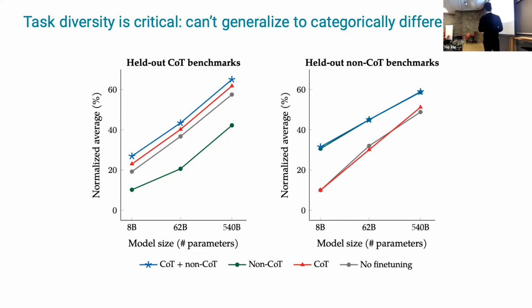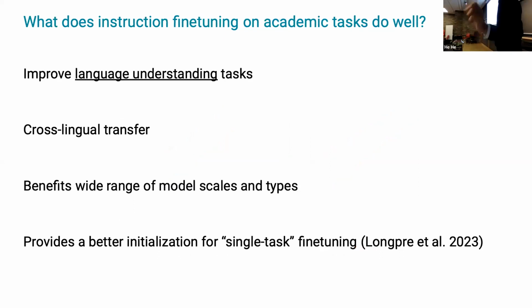What about the non-reasoning performance? This is performance on the non-reasoning benchmark. And if we just fine-tune on reasoning data, then the performance is almost the same or even worse than the no fine-tuning pre-trained model. And if we train on both, actually it's the best solution, even for non-reasoning. So this shows that if the model hasn't seen a very different task type, then it cannot generalize. And just having a little bit of that is enough to cover all cases. So task diversity really matters for the instruction fine-tuning idea.